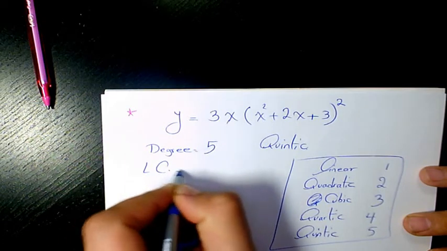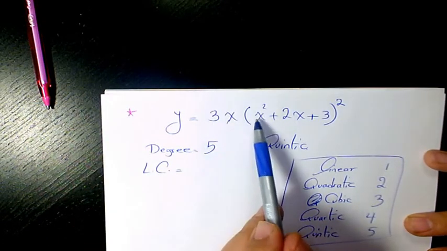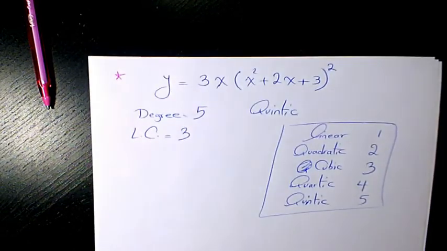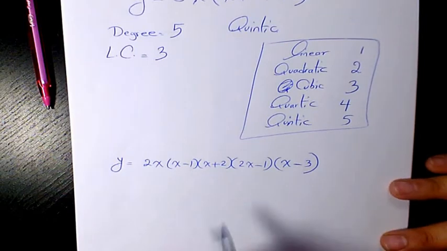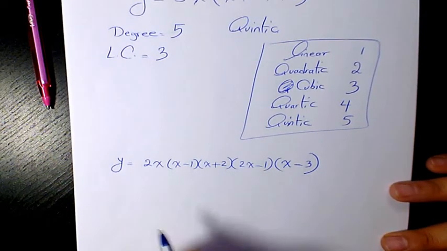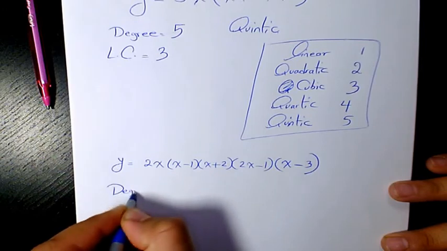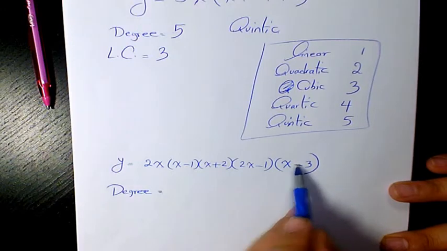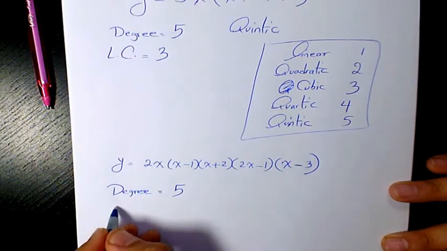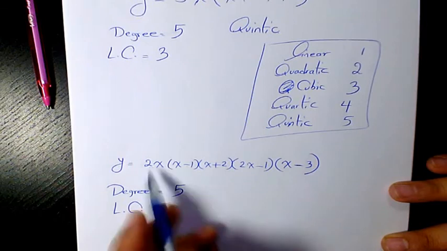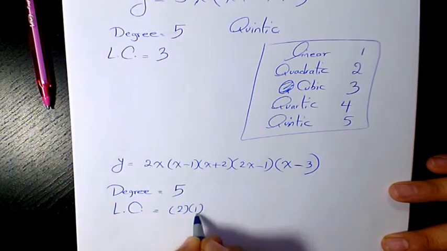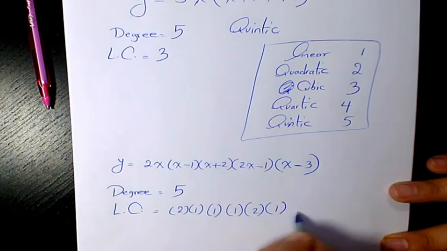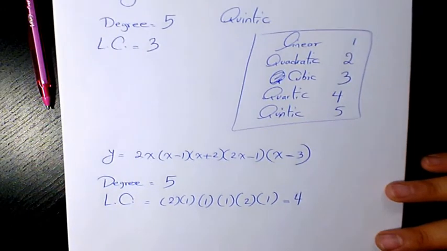What is going to be the leading coefficient? Leading coefficient is going to be 3 times 1 to the power of 2, which is going to be just 3. Let's see this example. What is going to be the degree and leading coefficient of this example? The degree is going to be 1 plus 1 plus 1 plus 1 plus 1. So we have the degree is 5. What about the leading coefficient? That will be 2 times 1 times 1 times 1 times 2 times 1. So we're going to end up having 4.